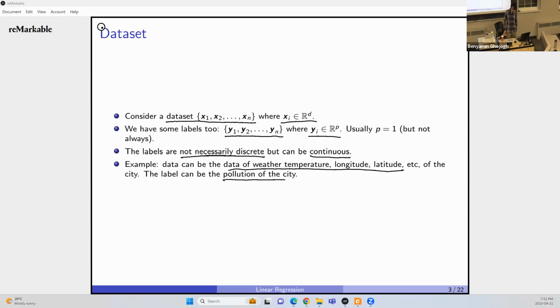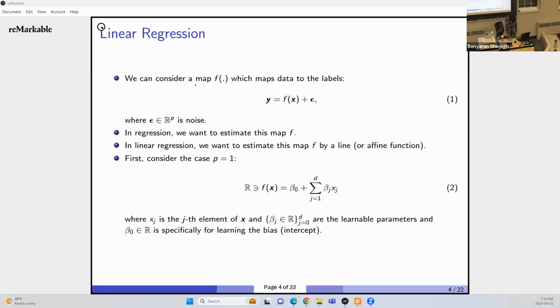So we can consider a map, the learning map, f, which maps data to labels. Consider a map which gets the data and outputs the labels. So f of x outputs the labels, but f of x plus some noise is the labels. Why? Because I don't completely trust my data set.